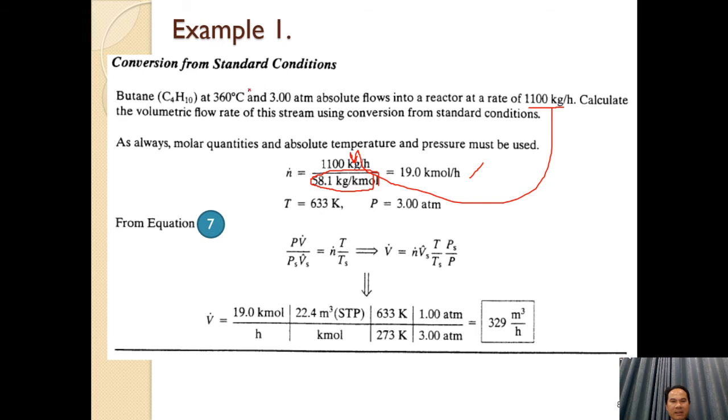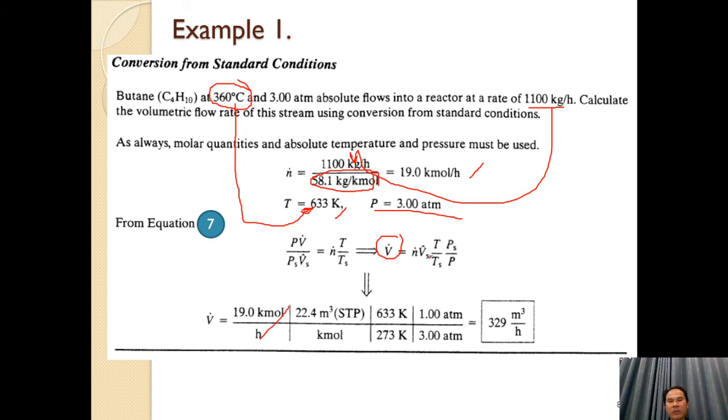The temperature is 360 degrees Celsius. You have to convert to Kelvin: 360 plus 273, you get 633 Kelvin. And the pressure is 3 atm. And then you use the formula P V dot divided by Ps Vs equal to N dot T divided by Ts. And then you can solve for V dot, the volumetric flow rate, equal to N dot Vs T over Ts, Ps over P, with N dot equal to 19 kilomole per hour.